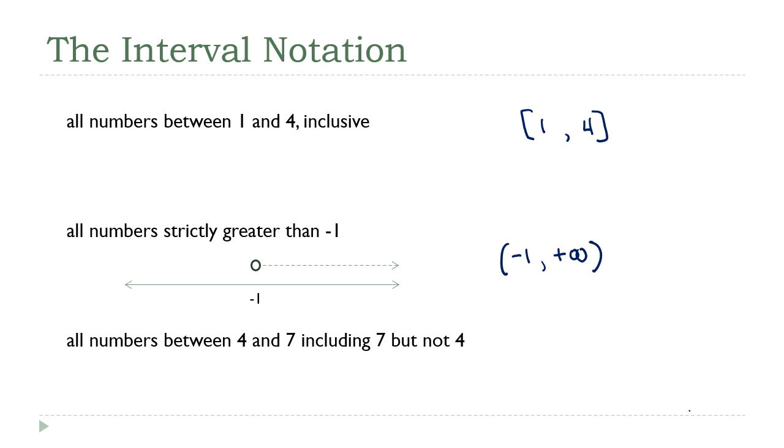Okay, so how about 4 and 7, including 7 but not 4? All right, well, I'm going to start the same way. 4 and 7 are my endpoints. I want to include 7. To include, we use a square bracket, but I don't want to include 4. Well, if we don't want to include, we use parentheses. So you can mix and match the parentheses and the square brackets as necessary, depending on what you're doing at each of the individual endpoints.